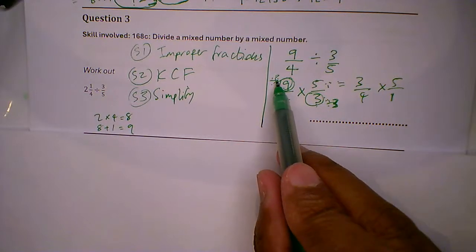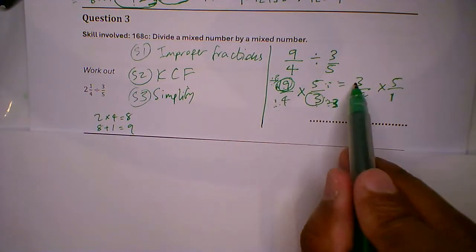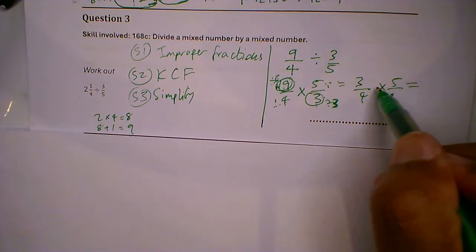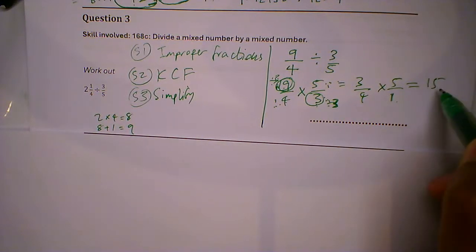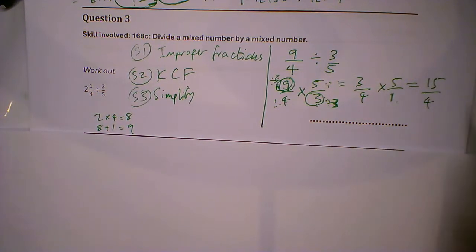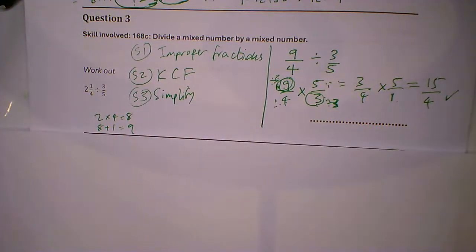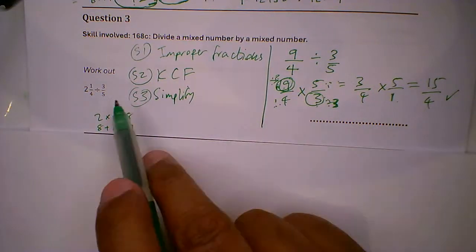So I hope that's clear. 9 divided by 3 is 3. 3 divided by 3 is 1. So that's simplified. Then you've got 3 times 5 is 15, and 4 times 1 is 4. Now, if we look at the question, it just says work out. So we can leave it like that because it just said work out.